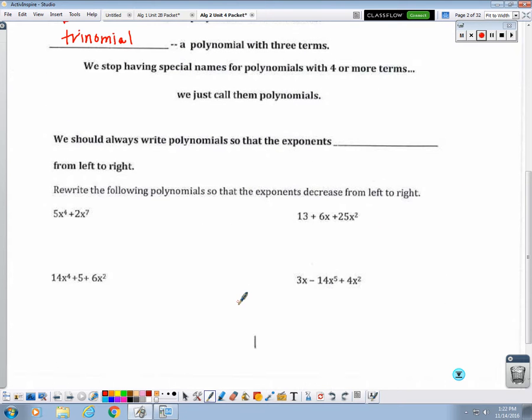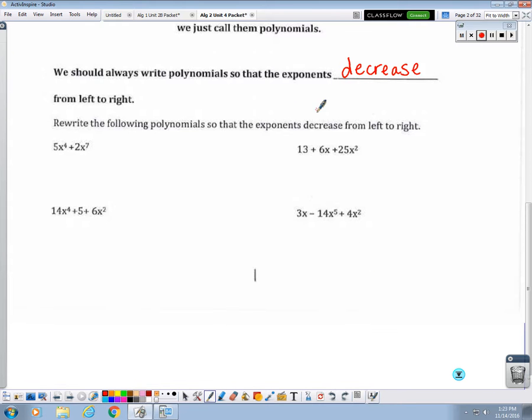We should always write polynomials so that the exponents decrease from left to right. Okay, does anybody remember what that's called when you write the terms so that the exponents decrease from left to right? Standard form. Okay, it's called standard form when you write it so that the exponents decrease from left to right. So right here we're going to rewrite the following polynomials so that the exponents decrease from left to right. A shorter way of saying that is write them in standard form.